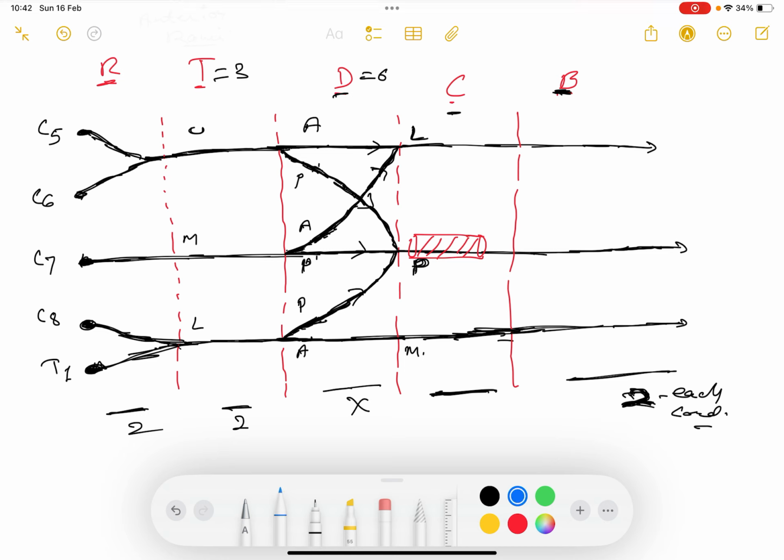Okay, let's see the branches. In the root we said 2 branches, right? So these 2 branches: one exits from here, and the other branch is coming here, this way. So this and this connect together. So let's see here, these are my 2 branches from the root.